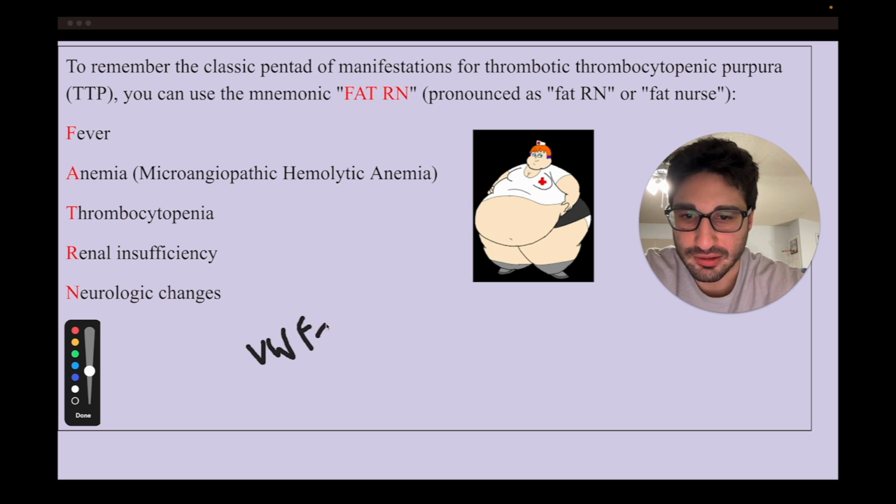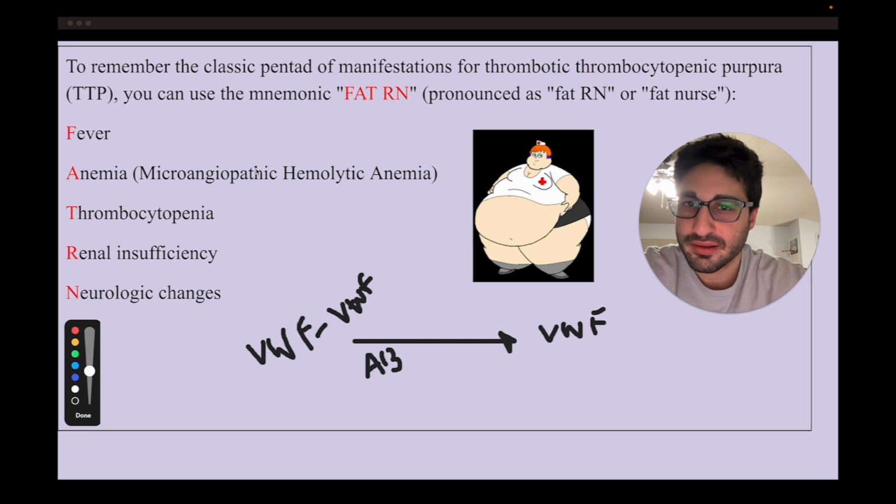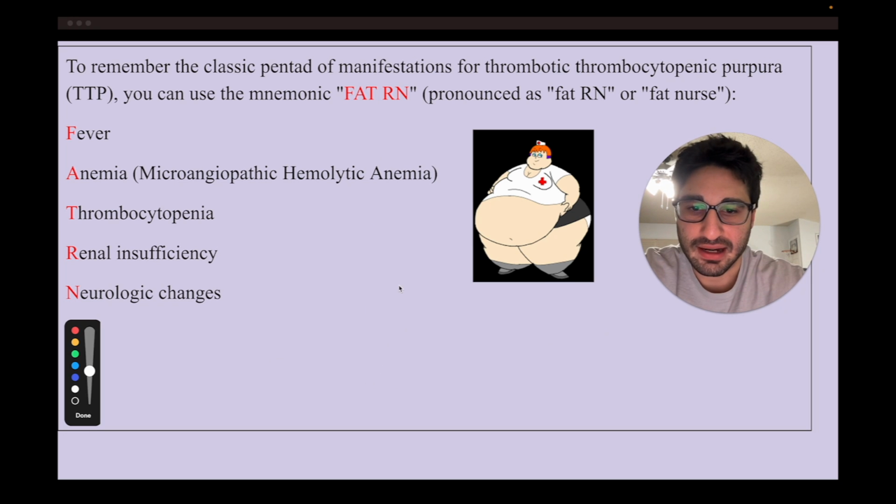So let's draw this out. These von Willebrand factors are released as multimers, and what turns them into a monomer is the protease ADAMTS13. So let's write ADAMTS13. With TTP, the ADAMTS13 is going to be low, and as a result, we have a bunch of these multimers that accumulate.